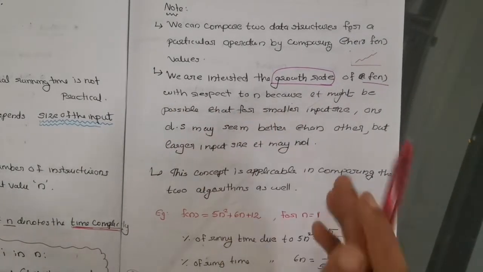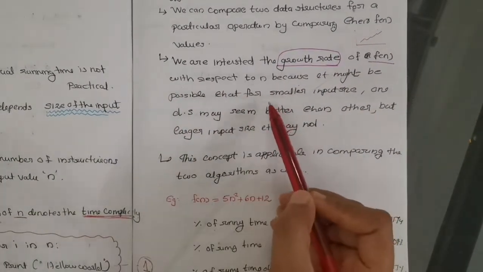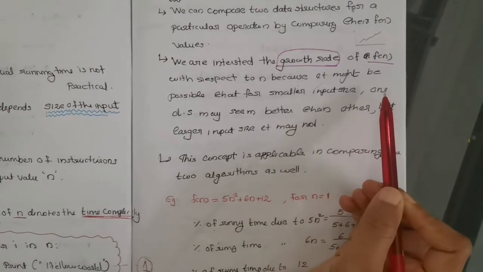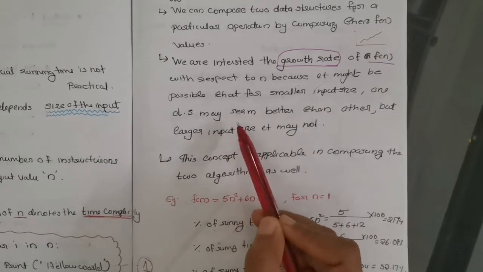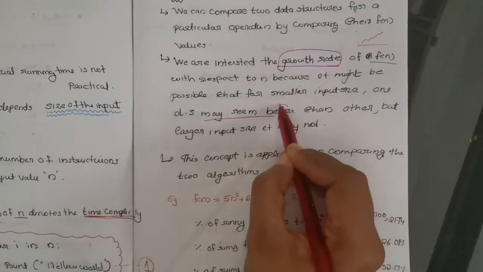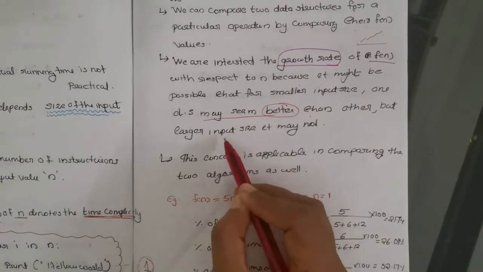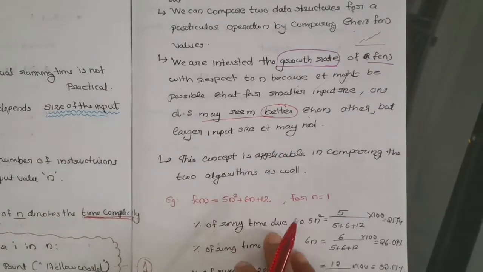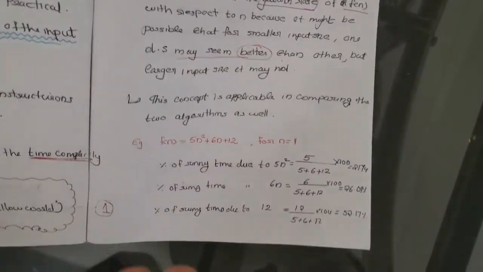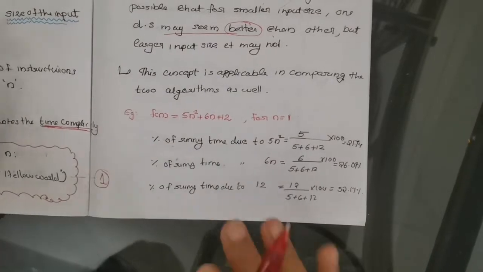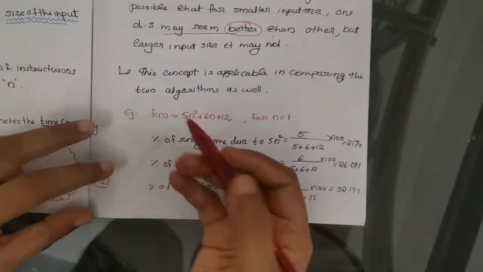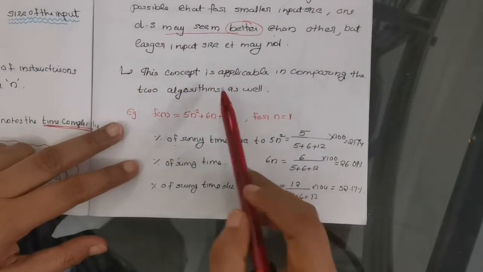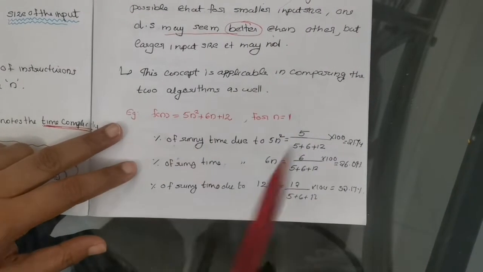It might be possible that for a smaller input size one data structure may seem better than another, but for a larger input it may not. So there are some dependencies. We will discuss it, you just focus, we will discuss another thing. It's an easy way. This concept is applicable in comparing two algorithms as well.